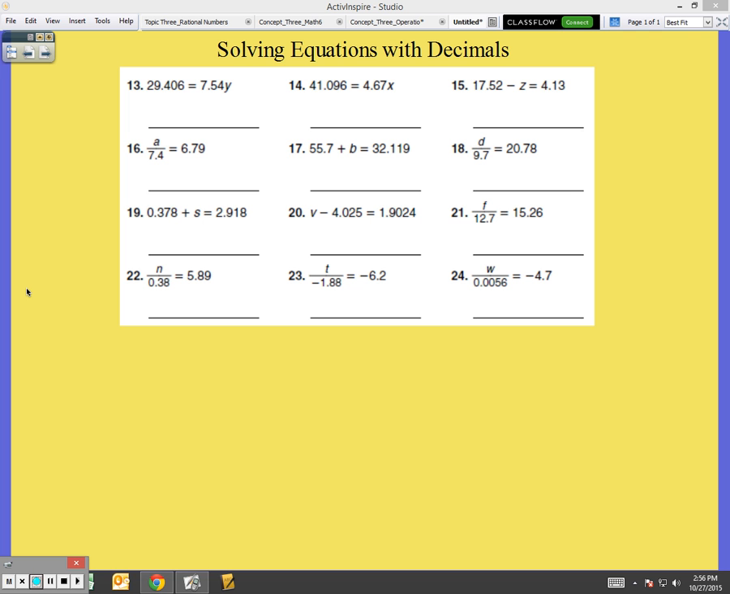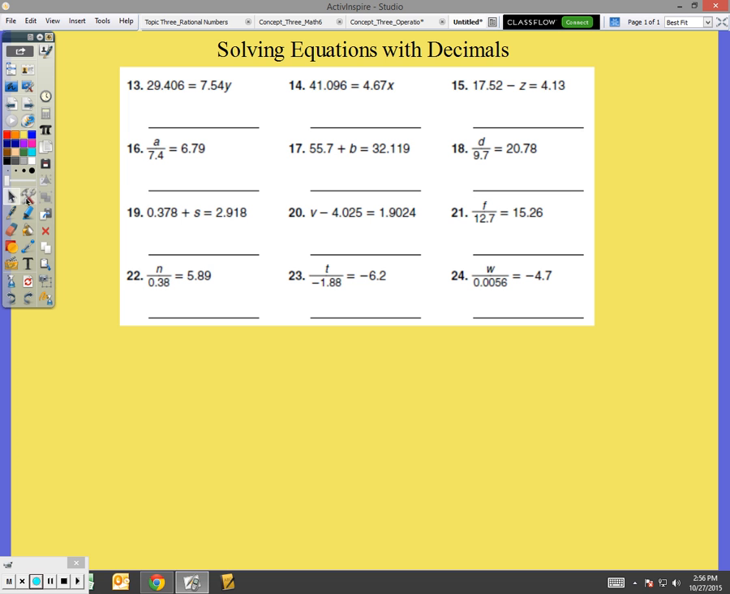I'm not going to do all of these, but let's just take a look at a couple of them. So looking at this page, a couple ones that might make us uncomfortable here. Let's look at number 14. And I'm just going to rewrite these down here. We have 41 and 96 thousandths is equal to 4 and 6,700ths times x.